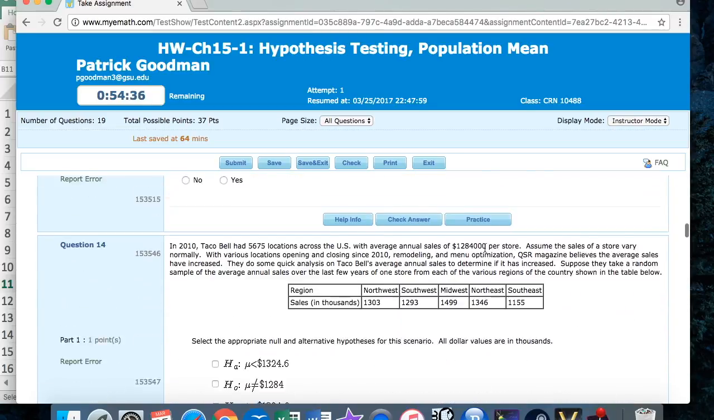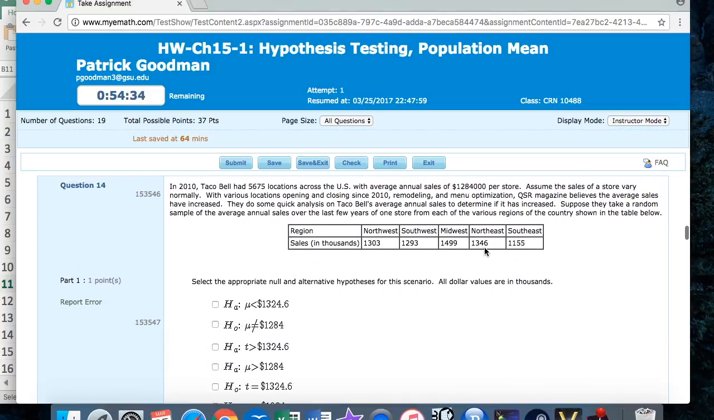So let's start fresh. Okay, so here we go. In 2010, Taco Bell had 5,675 locations across the U.S. with average annual sales of a lot of numbers that I don't really want to read, but it starts with a 12 and ends with a couple zeros per store.